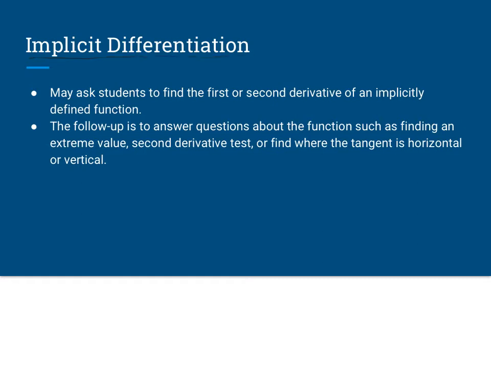Wow, if you get one of these problems, you will be shouting hallelujah, because this is where you basically are given a function and take the derivative a couple times. Generally, it's the first and second derivative of an implicitly defined function, and then you'll probably be asked to find an extreme, set the derivative equal to 0, or you may be asked about concavity, that's the second derivative, or where the tangent is horizontal or vertical. So that'd be the derivative of the numerator equal to 0, or the derivative of the denominator equal to 0.